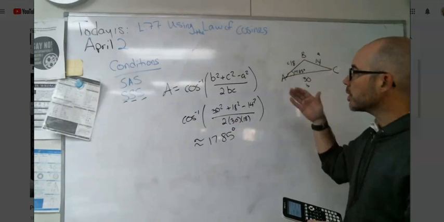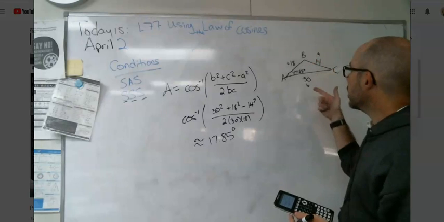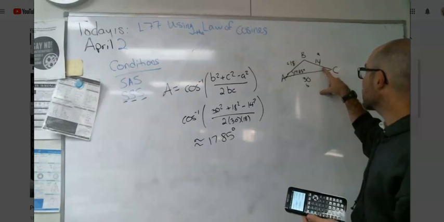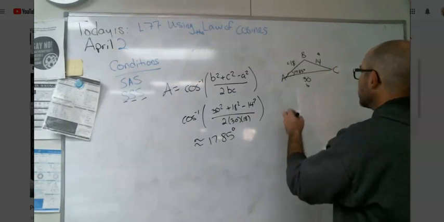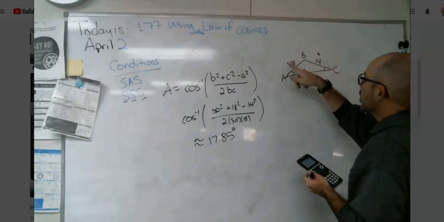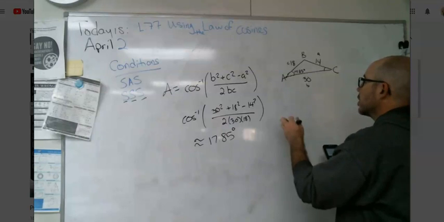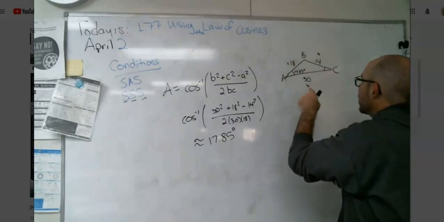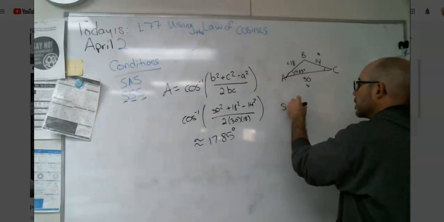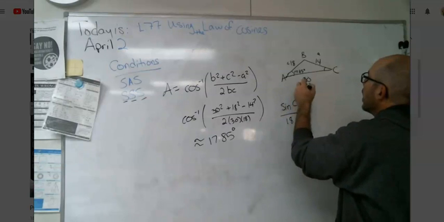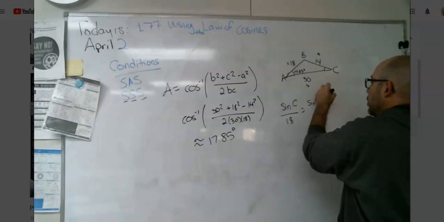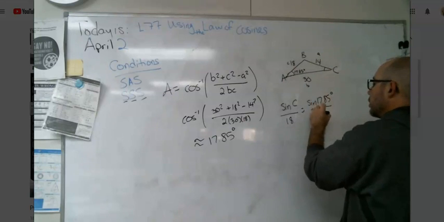We could either use another version of this to solve for the other angles, or at this point use the law of sines. I would use the law of sines to go after angle C. Because now I've got a side angle side condition here, but nevertheless, I'm going to go after angle C. So the sine of C is to 18 as the sine of 17.85 degrees is to 14.